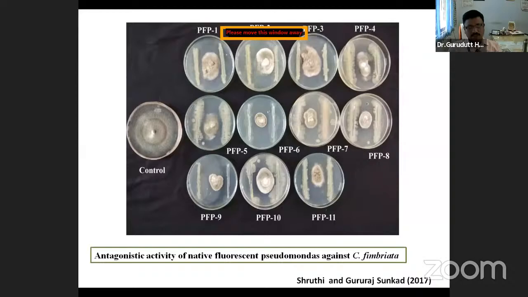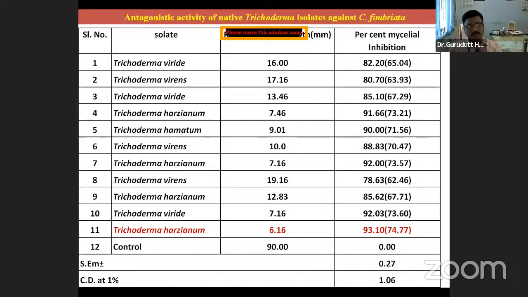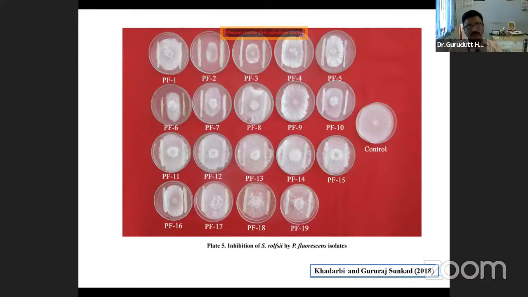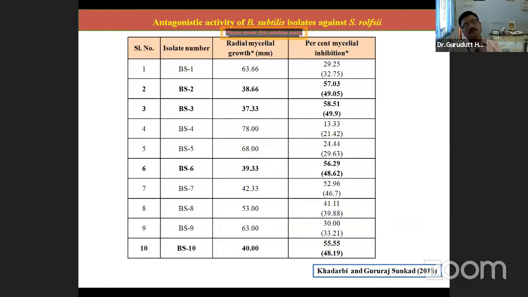And even the Trichoderma strains were found very important, especially Trichoderma harzianum, to effectively manage Ceratocystis fimbriata, both under in vitro conditions. And even Sclerotium rolfsii can be effectively managed by Pseudomonas fluorescens isolates. Again, this is work from Raichur University. Bacillus subtilis, different strains. Basically the work is conducted by students, masters and PhDs, and further will be scaled up by the institute for its commercial production.